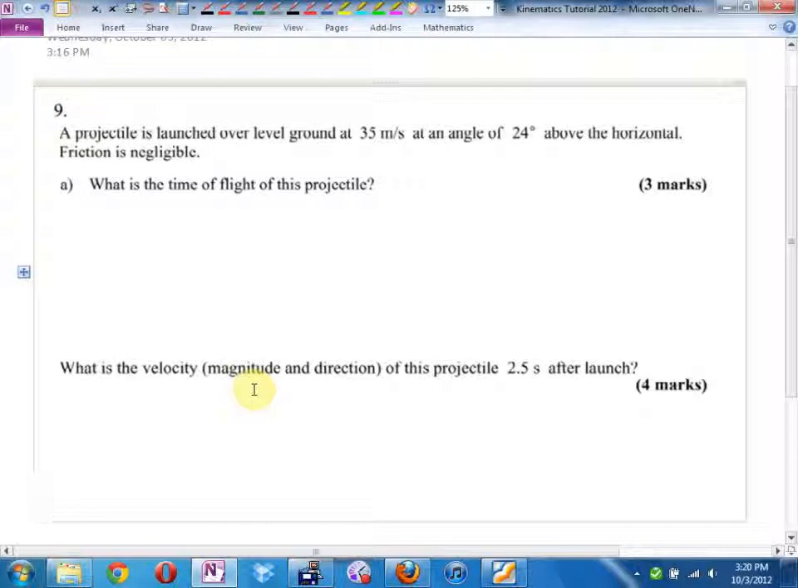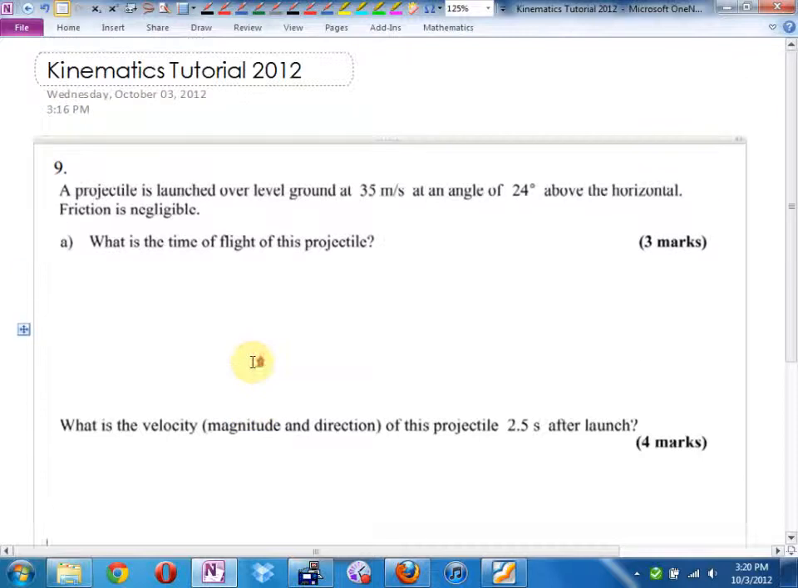And I think I said I like this question. Specifically, what I like about this question is it asks you to find the velocity of a projectile after a certain time. So a projectile is launched over level ground at 35 meters per second at an angle of 24 degrees above the horizontal. As soon as I see that, I'm going components right away.